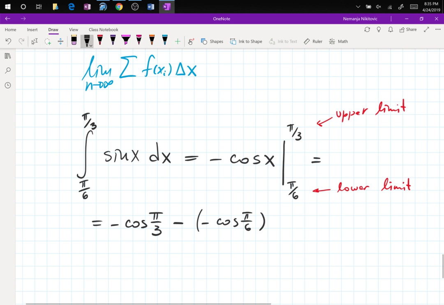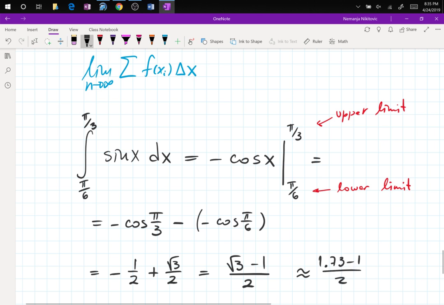So now, cosine of pi over 3 is very good, plus cosine of pi over 6, excellent, for a total of root 3 minus 1 over 2, about 0.4. This is about 1.73 minus 1 divided by 2, so about 0.35. That's the answer. We don't care. We want the exact, right? Because this is calculating exact area.